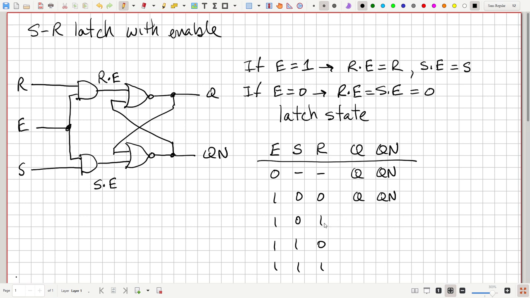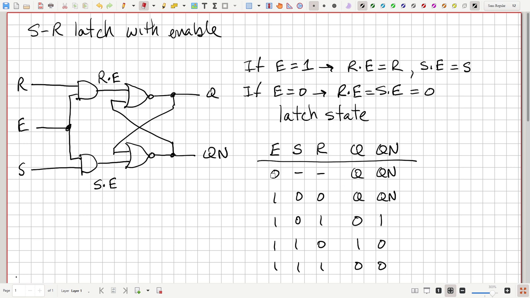In the 0, 1 input case, we're in the reset state, so the outputs are 0 and 1. And in the 1, 0 case, we're in the set state, the outputs are 1, 0. And in the 1-1 input case, that's the avoid situation, they're both 0. All right, so when the enable signal is 1, it behaves just like a regular SR latch.